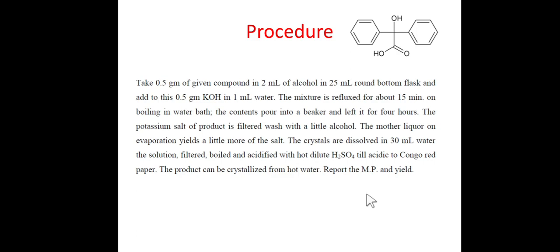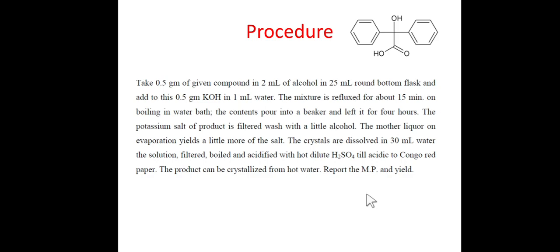The potassium salt of the product, as we discussed in my previous slide, is now filtered to wash out the other impurities, and then the mother liquor on evaporation yields a little more of this salt. The crystals are dissolved in 30 ml of water. As you know, it is the potassium salt of benzilic acid, so it is soluble in water. We will dissolve it in 30 ml of water, then boil it and acidify with hot dilute H2SO4. When it is acidic to litmus paper or Congo red paper, then we know that the acid is completely precipitated out.